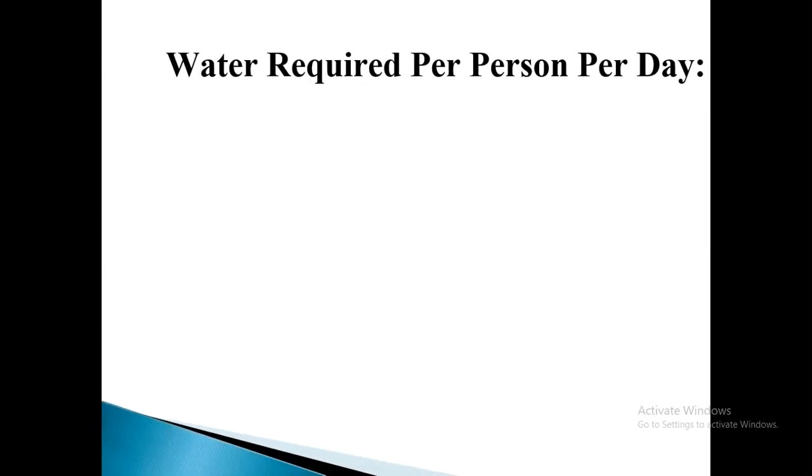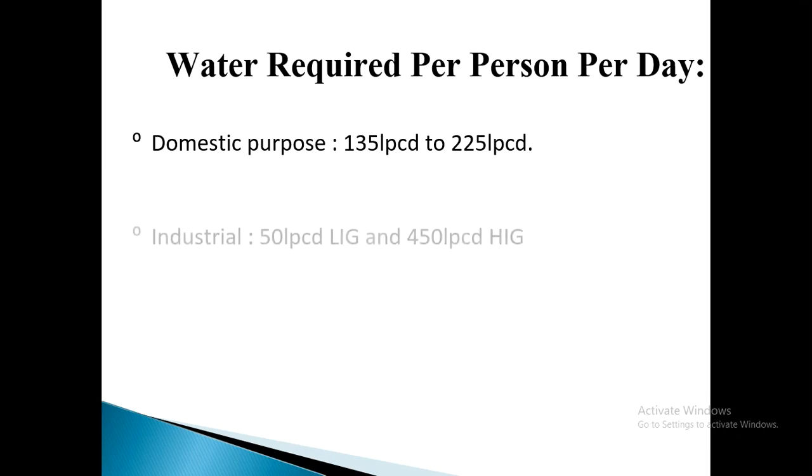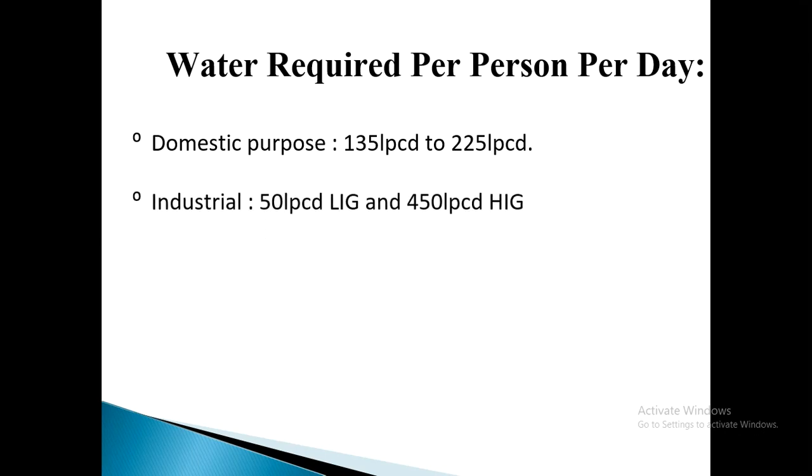But how? We have to solve this, and the Badsha will show you the trick and magic behind this. Watch this. We will discuss the water required per person per day. Generally, for domestic purposes, it's 135 liters per capita per day. That's the standard in IS, the Indian Standard, and it will range up to 225 liters per capita per day. For industrial, it's 50 liters per capita per day.